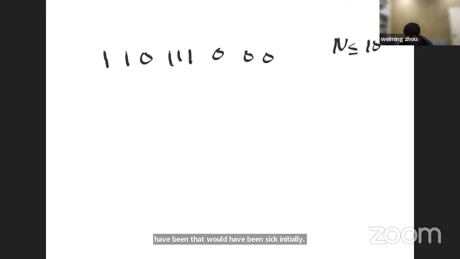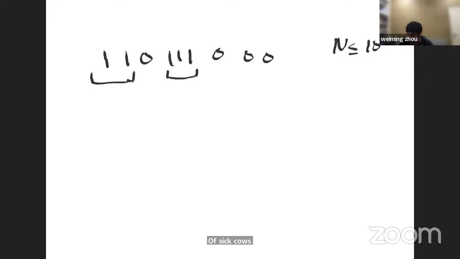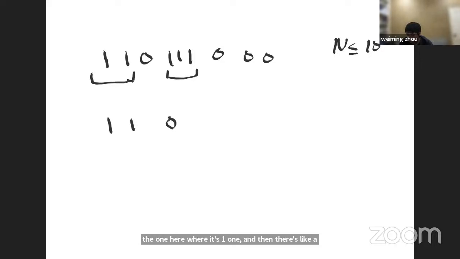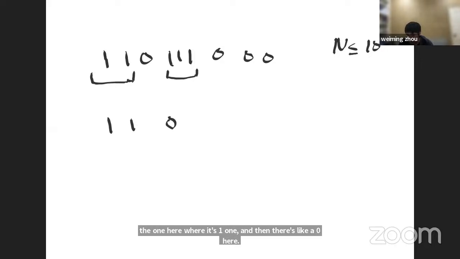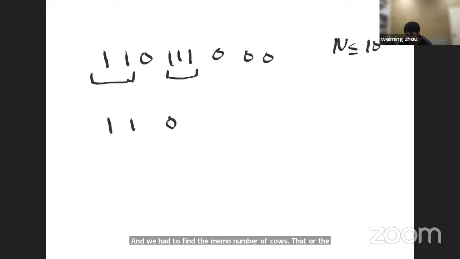So to find the maximum number of days, we can consider each clump of sick cows individually. We define a clump as a consecutive set of sick cows. And clumps that are on the edge behave differently from clumps that are in the middle. So if we consider a clump on the very edge, let's say the one here where it's 1, 1, and then there's a 0 here. We need to find the maximum number of days that could have gone by for this clump to happen.